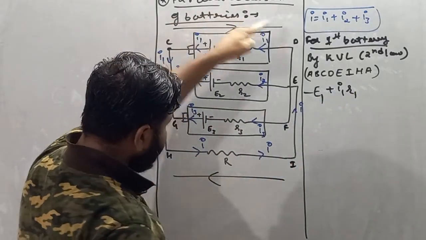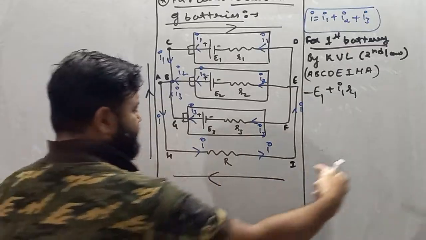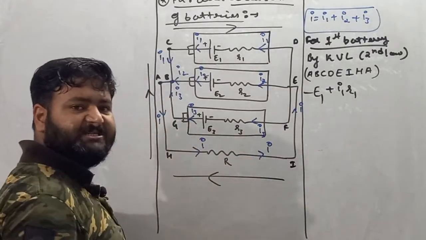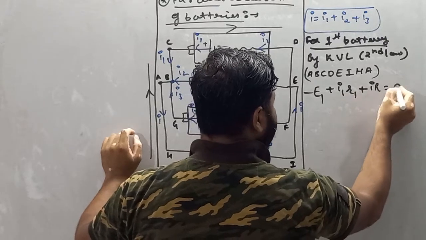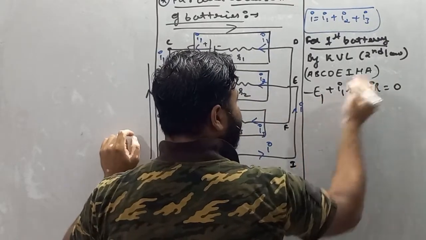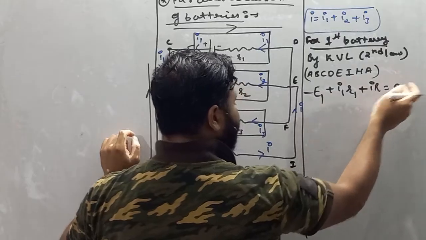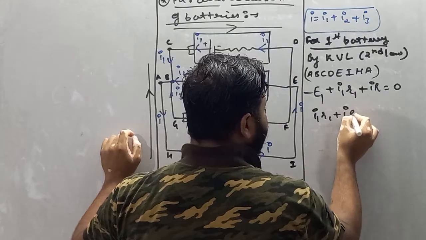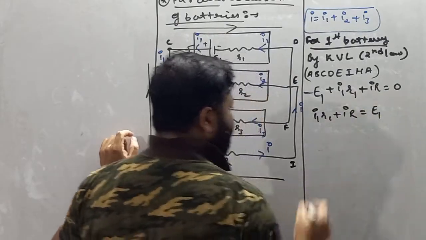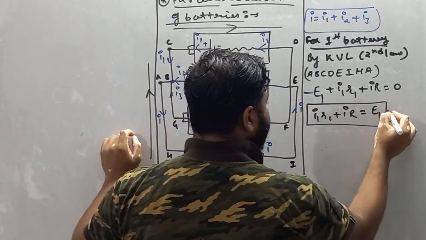Then moving forward, at the external resistor, my direction and current direction is opposite. Again I'll write plus IR is equal to 0. So from here, E1 considered to be on this side, what we'll get is I1 R1 plus IR is equal to E1. This is our equation number first.